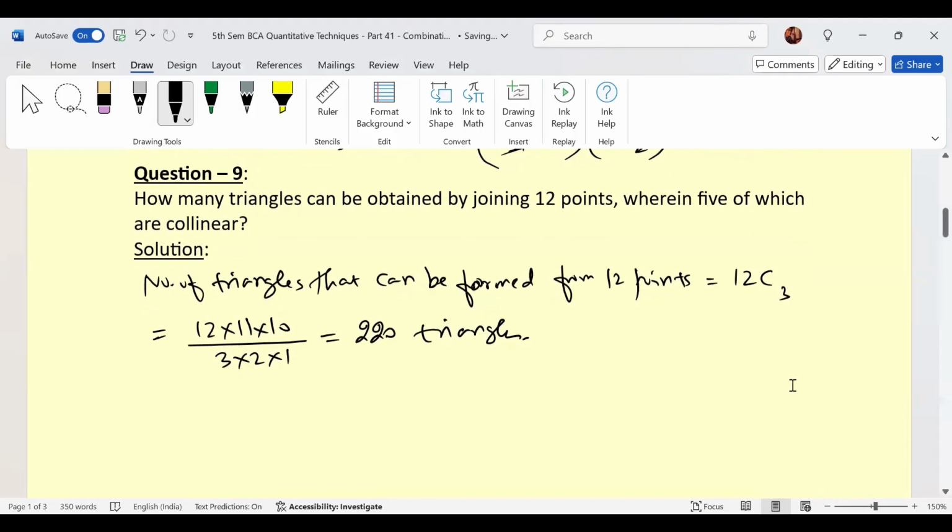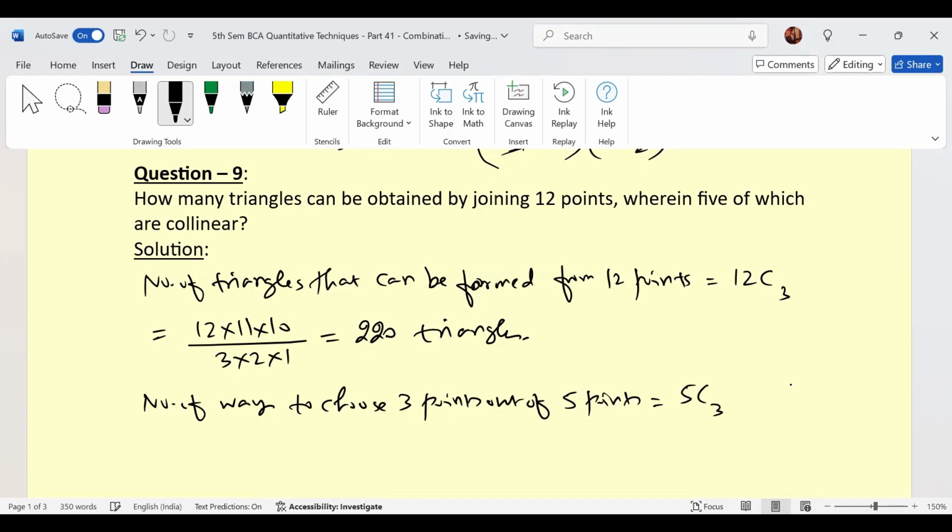Now the number of ways to choose 3 points out of 5 points is 5C3, which is nothing but 5C2, since 5 minus 3 is 2. That is nothing but 5 into 4 by 2, which gives you 10.